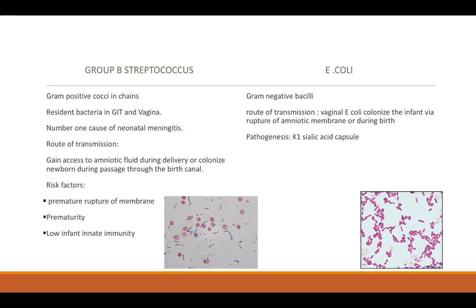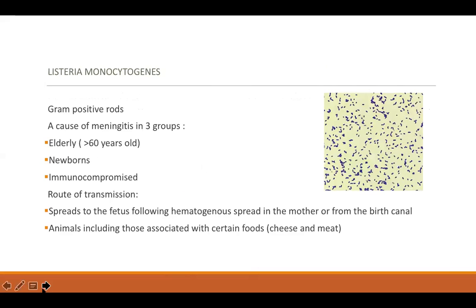Then comes E. coli. It's the second most common cause of neonatal meningitis. It's a gram-negative bacilli, with the same route of transmission as group B Streptococcus. Yeah, that's all you really have to know.